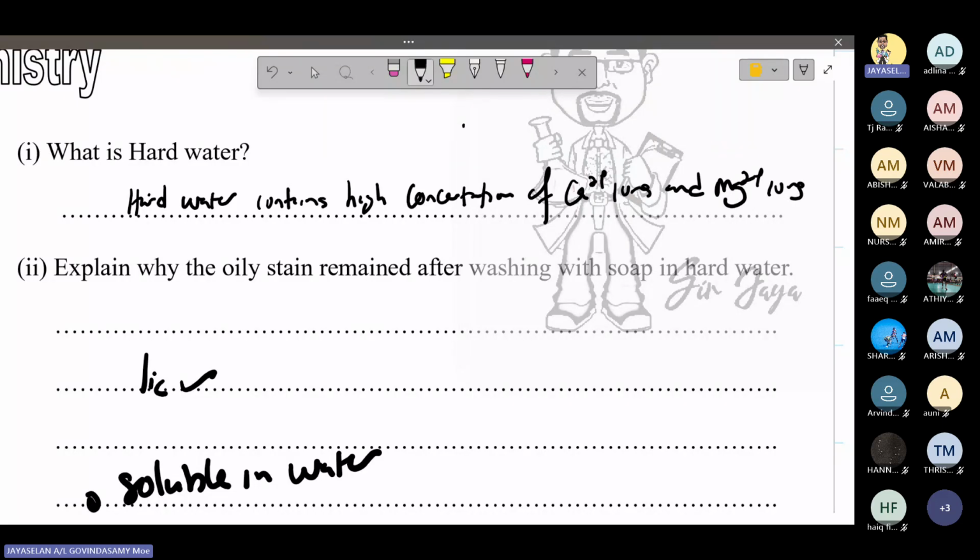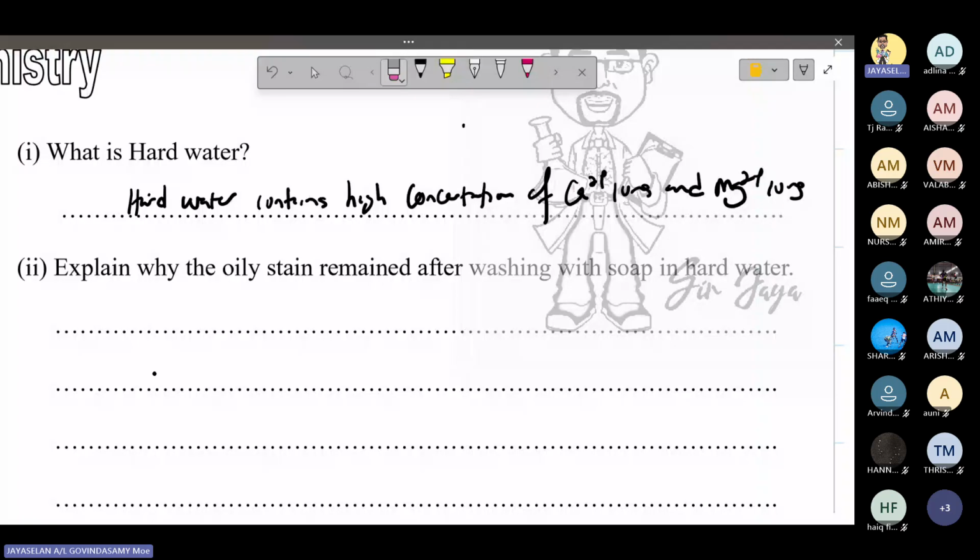This question once came out in a trial paper, asking what is hard water. A lot of teachers struggled to answer. When we checked the answer scheme, they wanted this: hard water contains high concentration of calcium ion and magnesium ion. Settle. Any question?